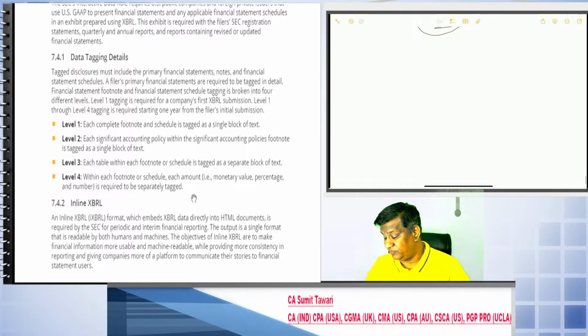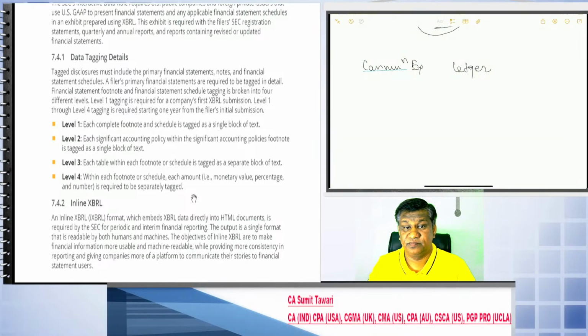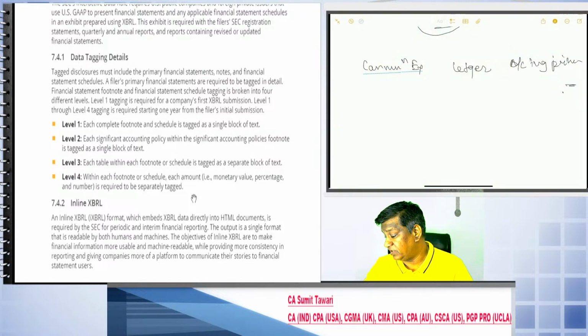Means what happens whenever you are, like say, for the communication expenses, then corresponding ledger. Okay. Accounting principle you have adopted. Okay. Then, I mean, is there any amount, like after that there is an amount? Okay. So this way we need to tag with each other. So that is basically level 1, level 2, level 3, level 4. This way we need to do it.